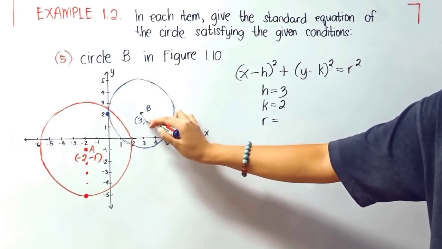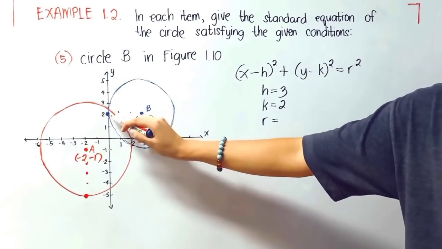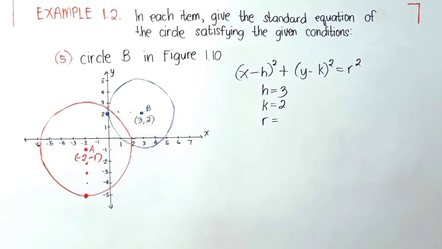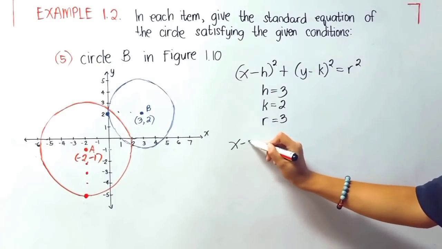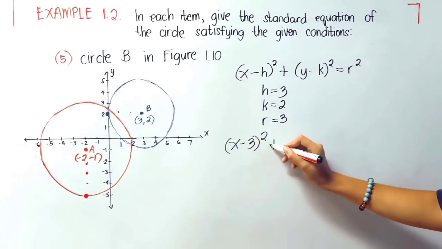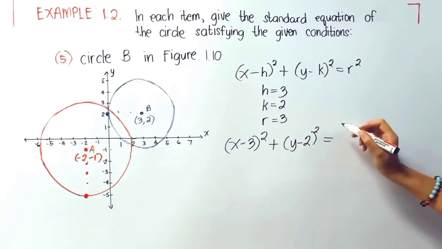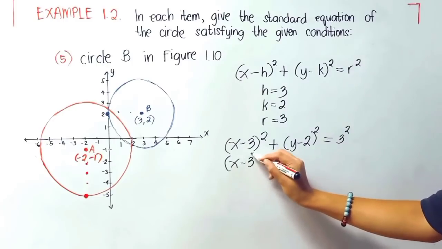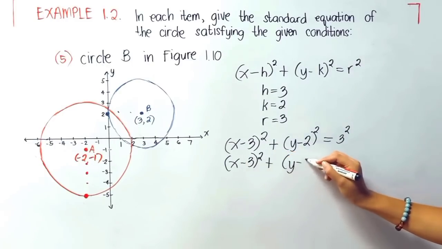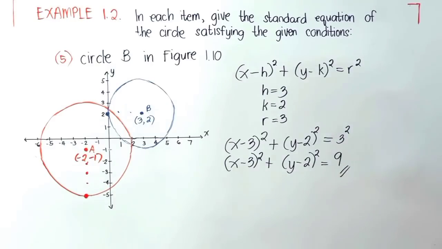Now I will just count the number of units from the center to that point. 1, 2, and 3. Therefore, our radius is 3. We are now ready to substitute. X minus our h is 3 quantity squared plus y minus our k is 2 quantity squared is equals to 3 squared. Now we'll just rewrite this one. X minus 3 quantity squared plus y minus 2 quantity squared is equals to, that's 9. So this is our final answer.